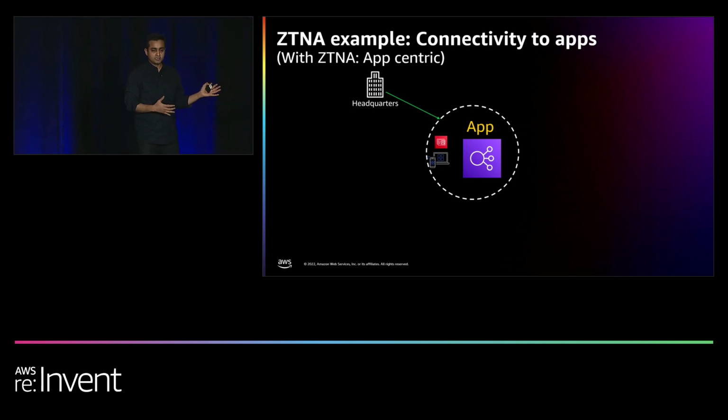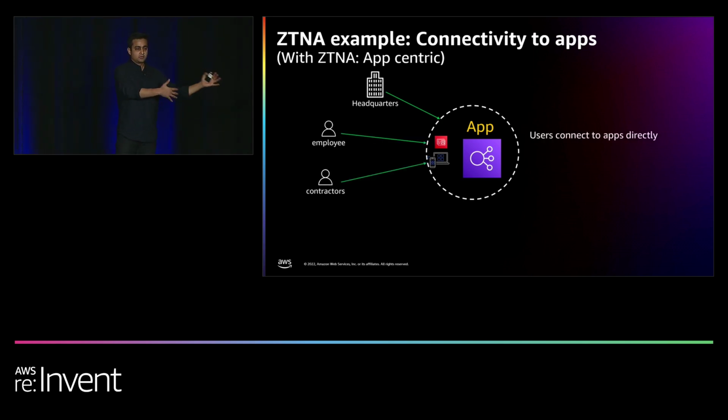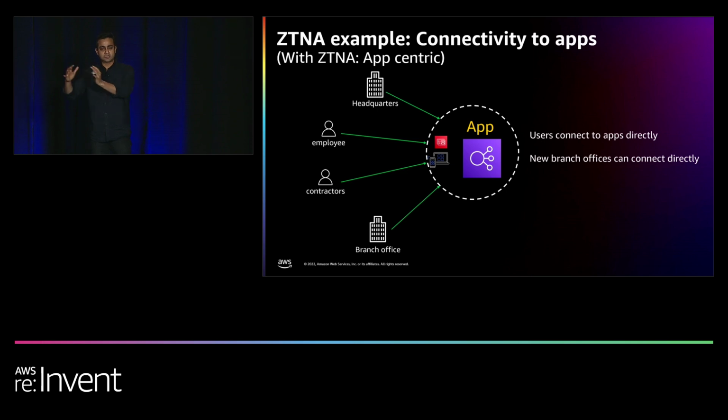If you're in the headquarters, you just simply connect to your application. The policy runs. If you're allowed, you go and access your application. If you move out, let's say you're working from home, then you don't have to log into a VPN. You just connect to your application through the internet, and the application will do the validation and allow you inside. You come up with a new branch office. You just need internet connectivity to the branch office, and then all the users in that branch office can access their applications.